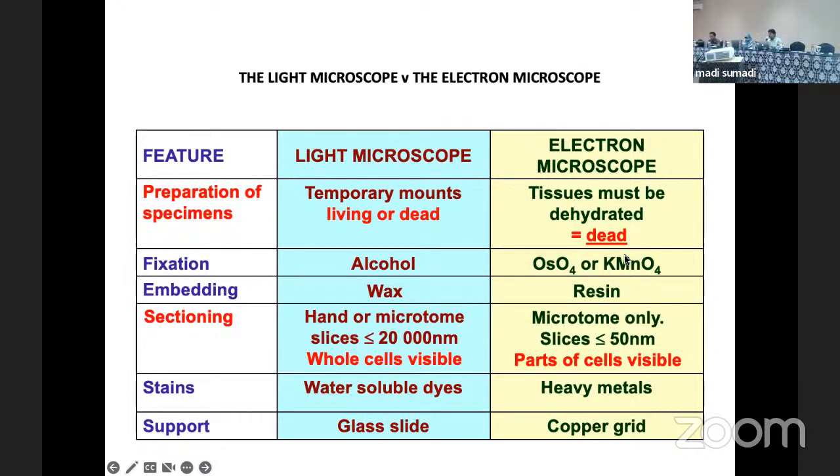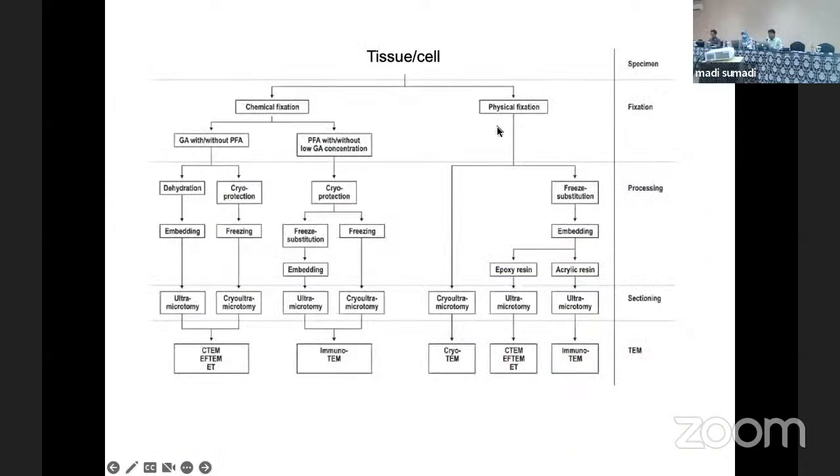I'll show you one image where we did cryosectioning. So we do the embedding in wax or resin, and microtome. I will also show how the microtome works. The staining works with heavy metals, osmium tetroxide or potassium ferrocyanide. And then instead of the normal light microscopy objective slides, here you have copper grids. So this is the one part which is very interesting.